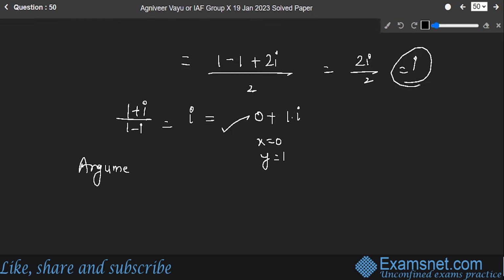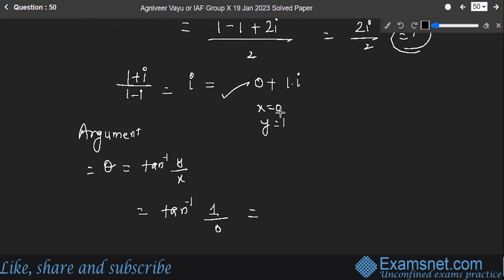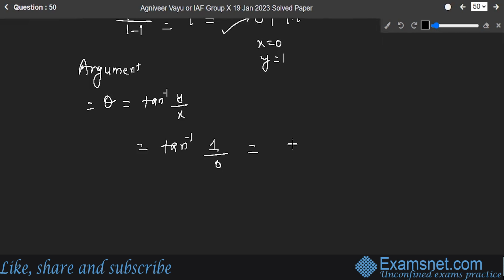Now, you know that the argument is given by theta, which is equal to tan inverse of y upon x. So this is tan inverse, y is 1 and x is 0. So this is equal to tan inverse of infinity, which is pi by 2.